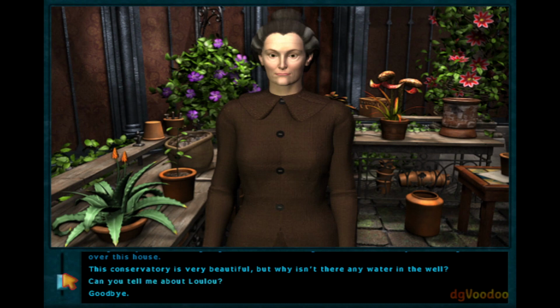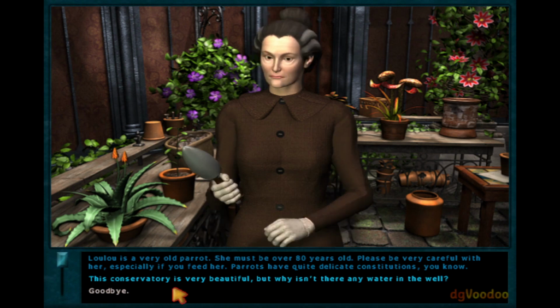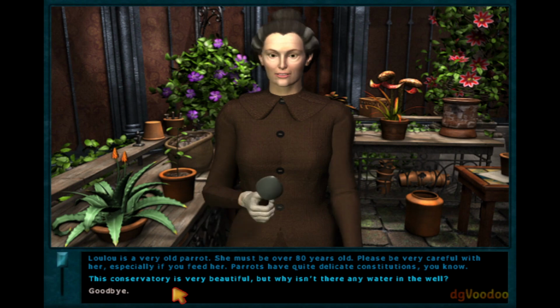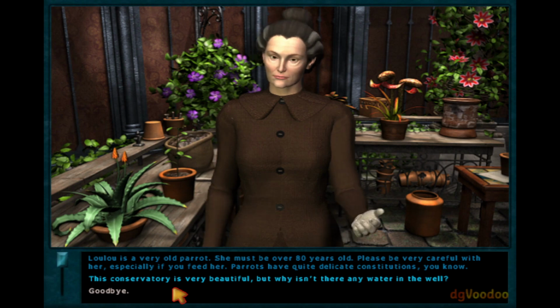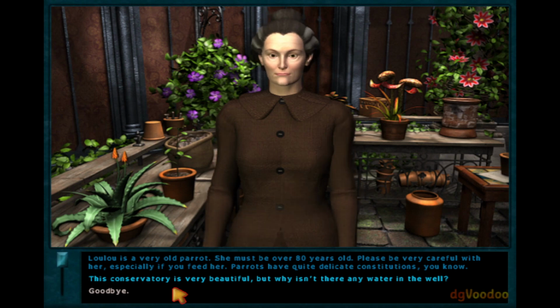Can you tell me about Lulu? Lulu is a very old parrot. She must be over 80 years old. Please be very careful with her, especially if you feed her. Parrots have quite delicate constitutions, you know. Apparently, she's partial to cake.